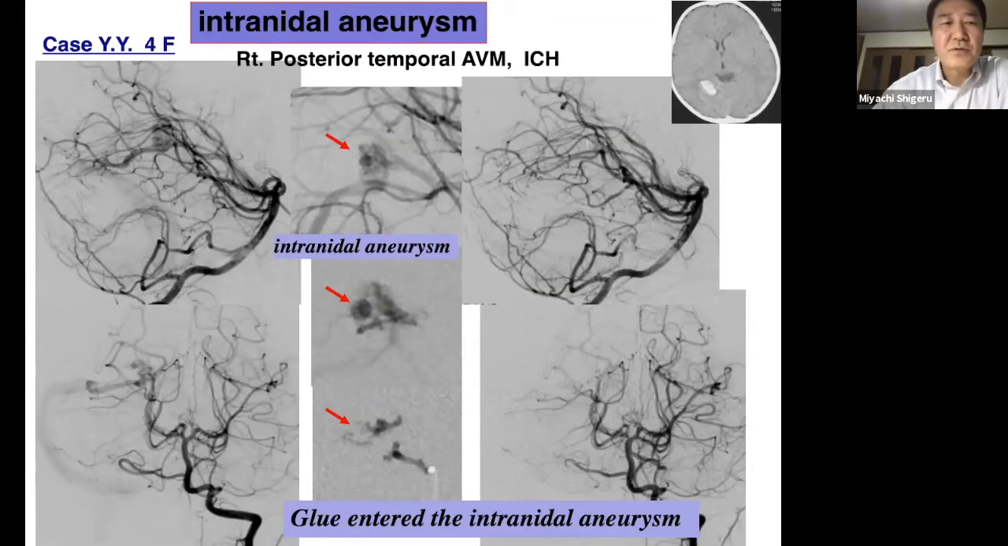This is another case of a four-year-old girl, also a bleeding case. And you see the intranodal aneurysm here. So clearly this is the source of the bleeding. We embolize this aneurysm and nidus with very diluted glue. This is after the embolization. Almost all of the nidus is embolized, but we refer this young girl to the gamma knife.